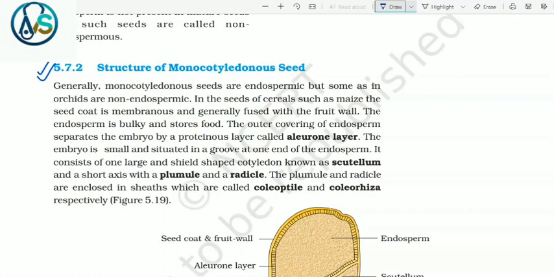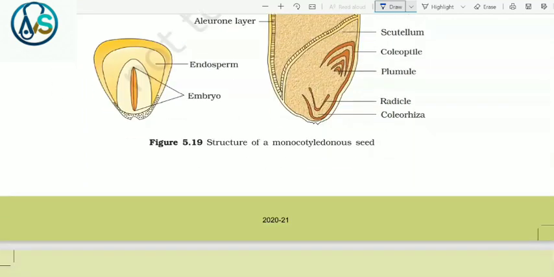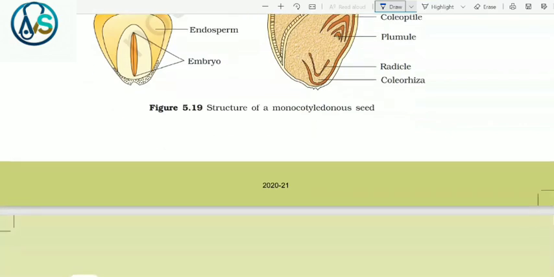In the seeds of cereals, such as maize, the seed coat is membranous and generally fused with the fruit wall. The endosperm is bulky and stores food. The outer covering of endosperm separates the embryo by a proteinous layer called aleurone layer. The embryo is small and situated in a groove at one end of the endosperm. It consists of one large and shield-shaped cotyledon known as a scutellum and a short axis with a plumule and a radicle. The plumule and radicle are enclosed in sheaths which are called coleoptile and coleorhiza respectively. 5.19 Structure of a monocotyledonous seed.